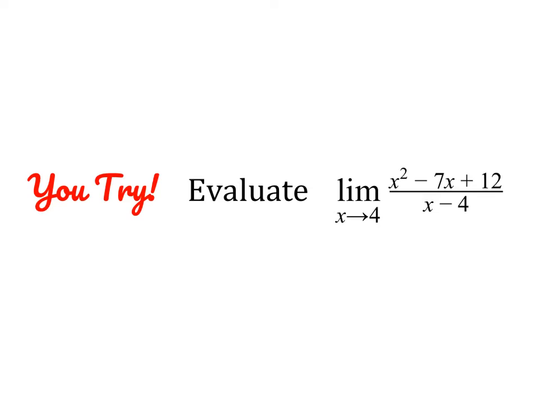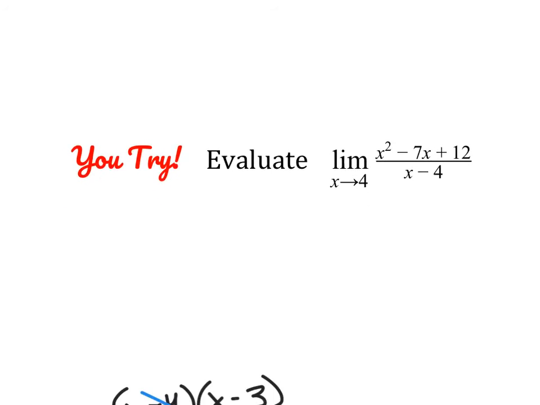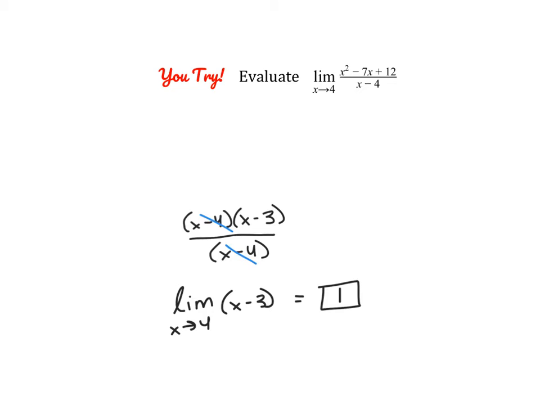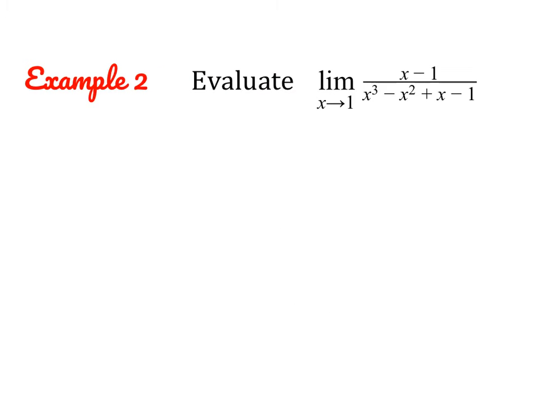All right, go ahead and pause the video and see if you can give this problem a try. All right, go ahead and check your work here. So here you can see that we have a common factor of x minus 4. If you divide it out, that remaining expression we can evaluate using direct substitution. All right, so let's try another one together.